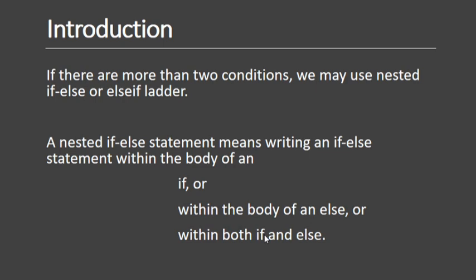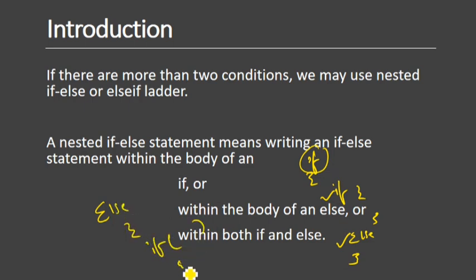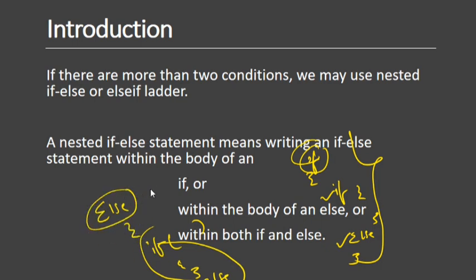For example, I am writing here. A nested if else statement means writing an if else statement within the body of if. I can write one if here, and again I can write if and else. Within the if I can write again if else, or within the body of else I can write if condition and again else, or both. That is the meaning of nested if.